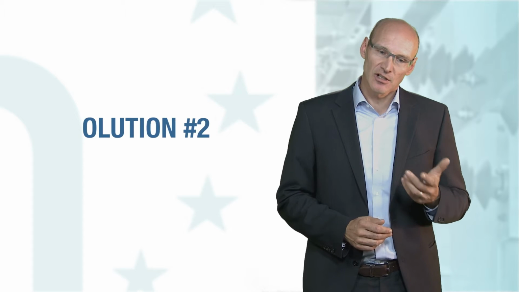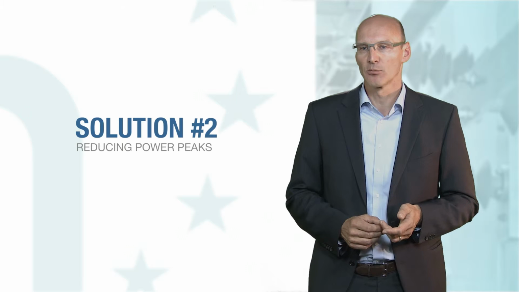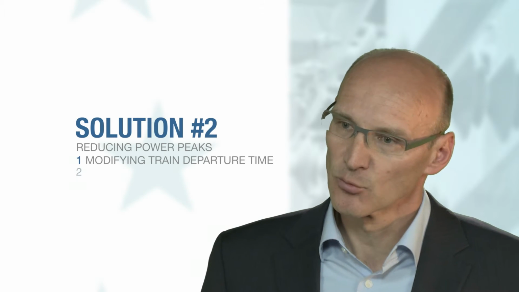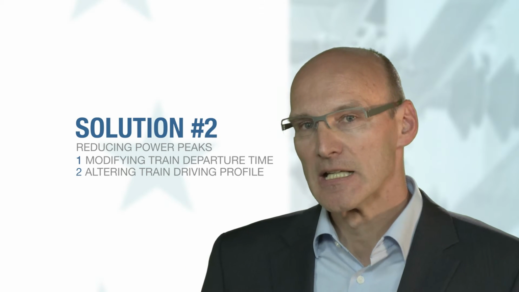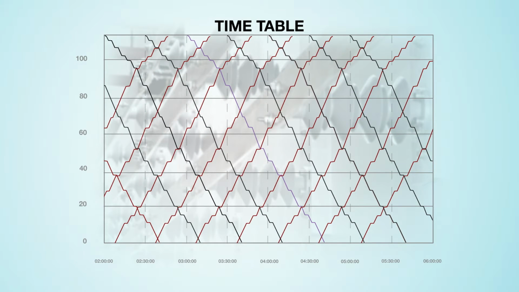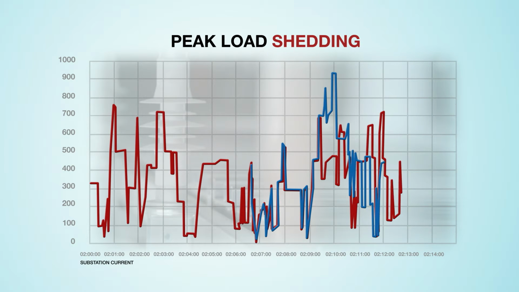For the second task, where we should look at whether we could reduce the power peaks of the system, we had 2 approaches. One approach was to modify the departure time of the trains, and the second was to alter the driving profile of the trains, taking into account not to shift the timetable. We already have preliminary results. Power peaks in the substation could be reduced by approximately 20%.